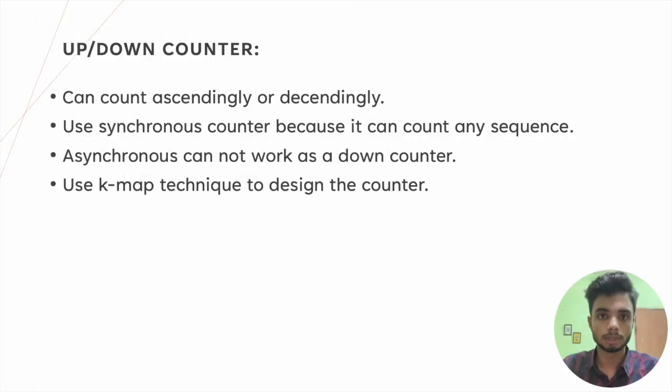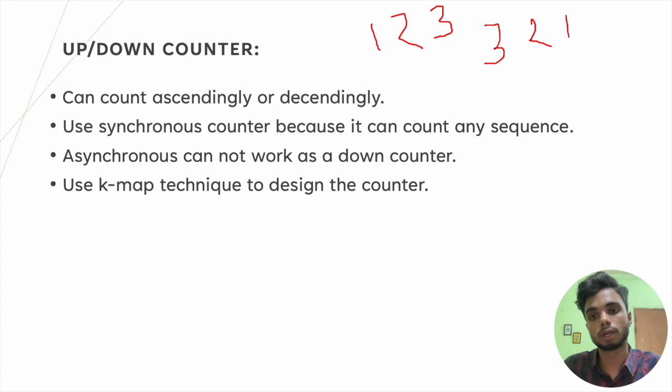Now let's talk about the up-down counter. An up-down counter can count ascendingly or descendingly, like 1, 2, 3, 2, 1. In our up-down counter we use a synchronous counter because it can count any sequence, ascendingly or descendingly. We cannot use an asynchronous counter because it cannot work as a down counter. It only works as an up counter.